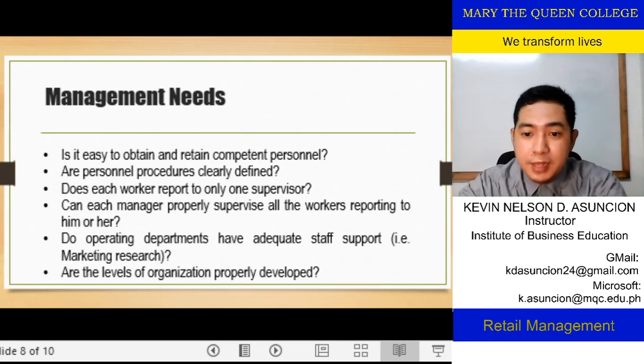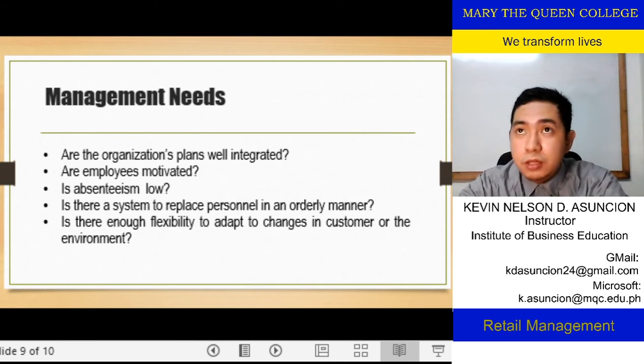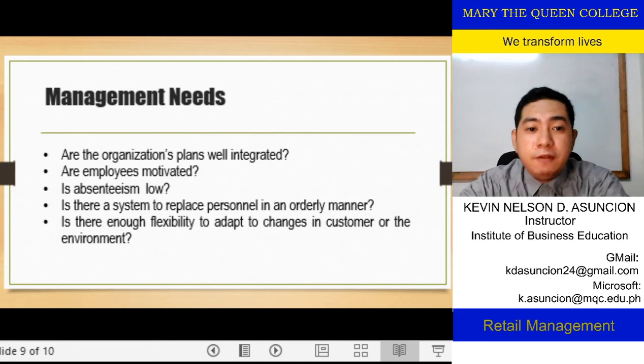So you need to plan ahead. If there are definitive tasks, there should be people taking care of them, depending on the number of customers you are dealing with. Is the organization planned well and integrated? Are employees motivated? Is absenteeism low? Being motivated is one of the reasons. Is there a system to replace personnel in an orderly manner? So you need to put up policies there. And is there enough flexibility to adapt to changes in customer or environment? So it's about human resources and organizational behavior management now.